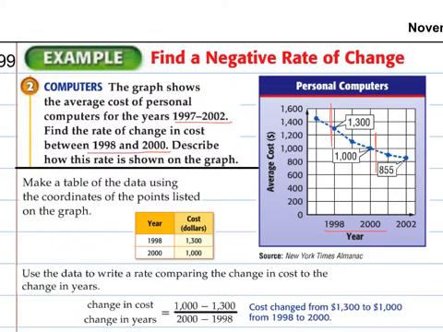So the first thing I'm going to do is make a table. And I'm going to be comparing the year and dollars. But I'm not going to do year per dollar. I'm going to do dollar per year. That's what I really need to find out. So I record that information. Remembering this is my X and this is my Y. And this is really the change in Y over the change in X.